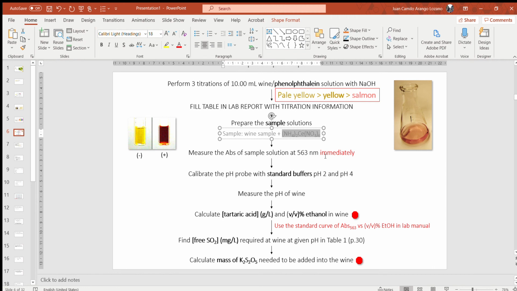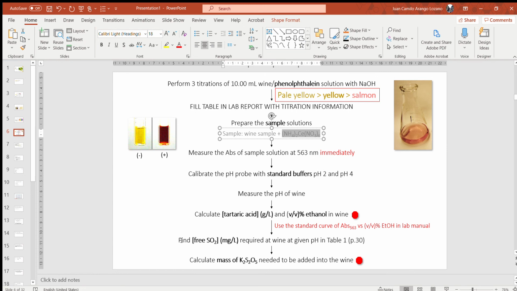Then you will calibrate the pH probe. Of course, in this case, you won't do this, you will only get those pH values for your interpretation, but I'm trying to explain what you should do. Then measuring the pH of the wine. And once you have this information of the pH of the wine, you can calculate the concentration of the tartaric acid, and you can calculate the concentration volume per volume of the ethanol in wine, depending on the absorbances you got for the calibration curve you construct.